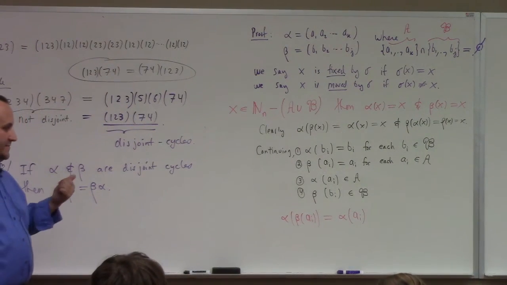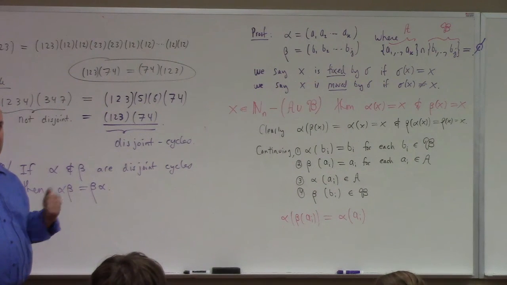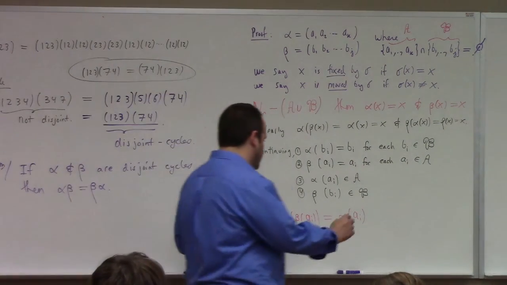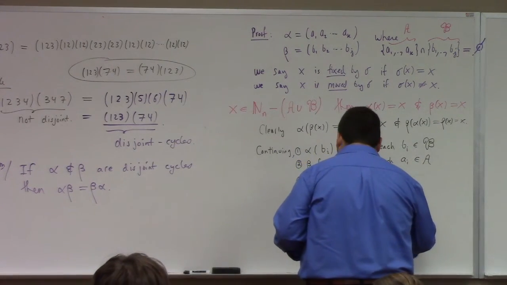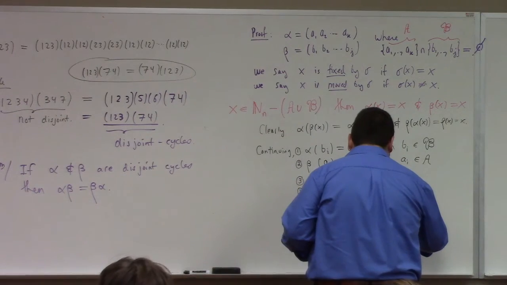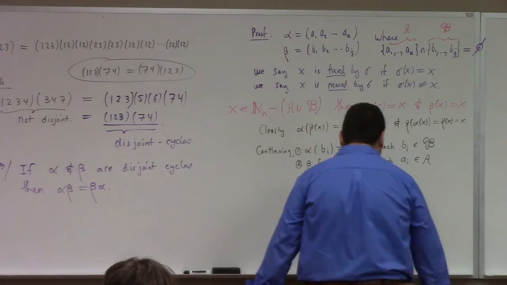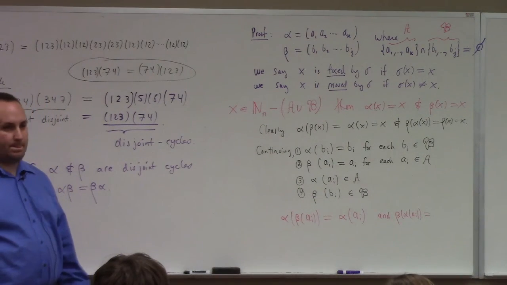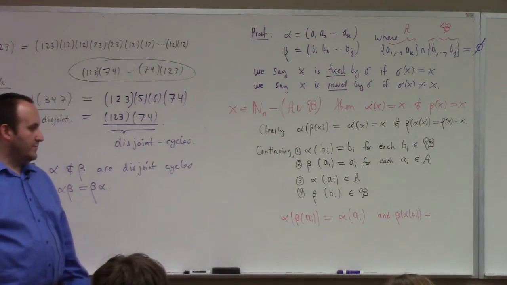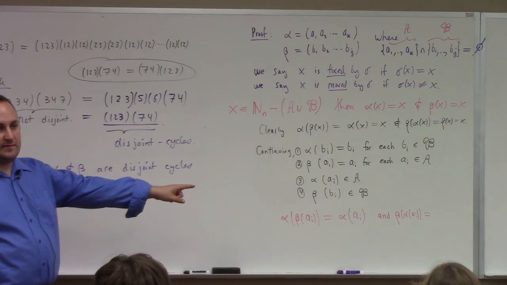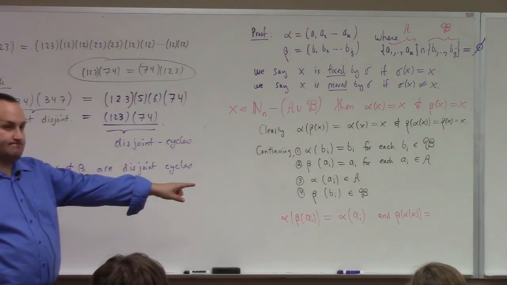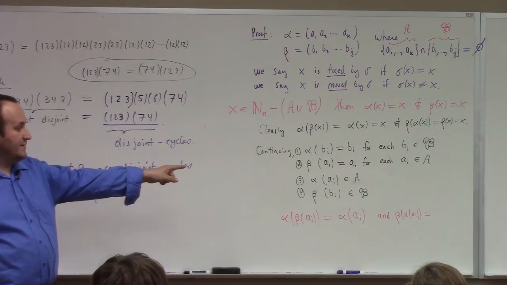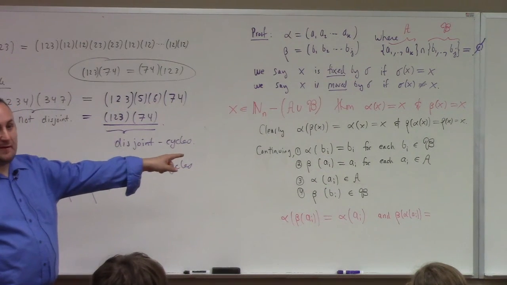Why? Because beta of a sub I is a sub I. Beta fixes all the A's. On the other hand, beta of alpha of a sub I is equal to what? Well, alpha of a sub I is an element of what? A. So what does beta do to any element of A?